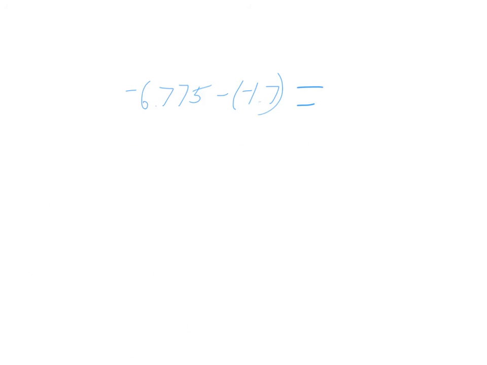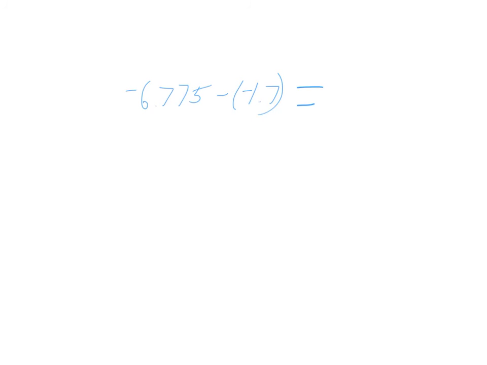So hopefully now you saw why we need to know the addition rules in order to subtract, because we're going to basically turn subtracting into addition and then use those addition rules. So again, when you subtract two numbers, it's the same as adding the opposite of the number I'm subtracting. So in this case, I'm doing negative 6 and 775 thousandths minus negative 1 and 7/10.